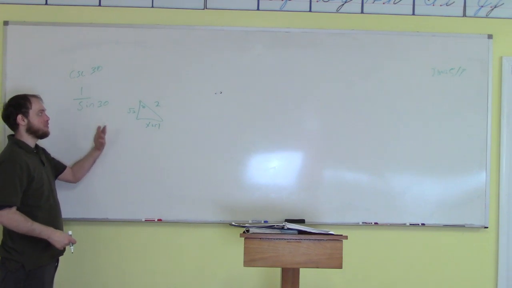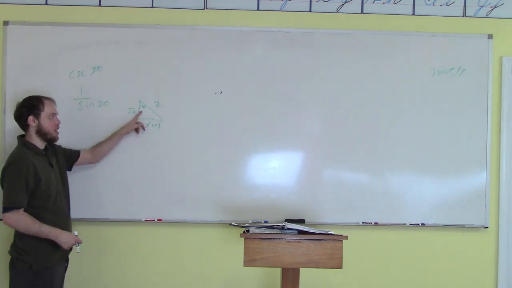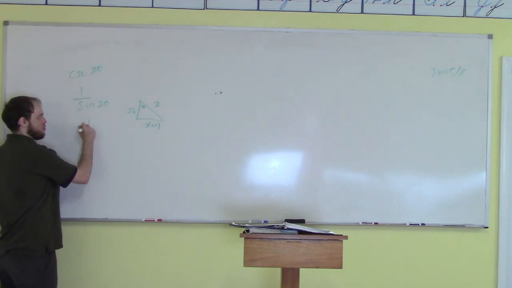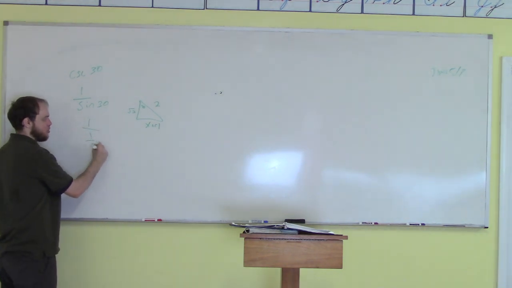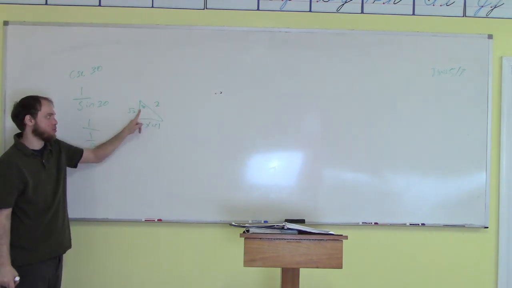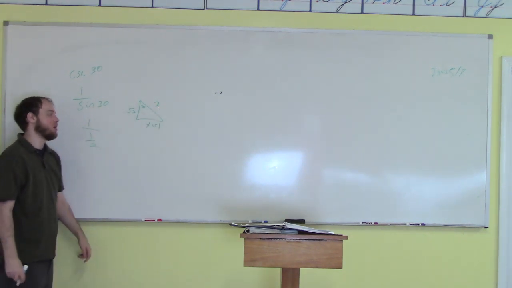Then you're going to do opposite over hypotenuse. Opposite is 1, hypotenuse is 2, so that tells you that sine of 30 is 1/2. So it would be 1 over 1/2. That was one way to do it.